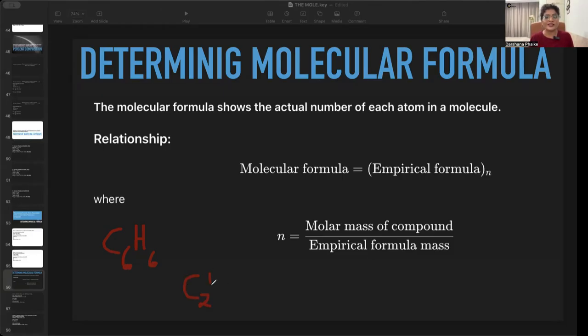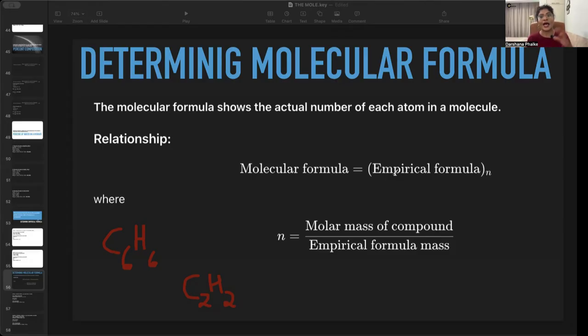Now, C6H6 is benzene. It's a liquid. It's a solvent. Now, there's a totally different compound, C2H2, which is acetylene. It's a gas. It's used for welding purposes, right? It's also used for artificial ripening of fruits. Now, these two compounds are totally different, but the simplest ratio of atoms present in them is going to be C1H1. So the empirical formula of both of them is CH, but the molecular formula is different.